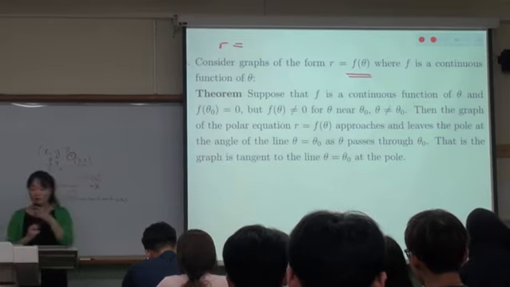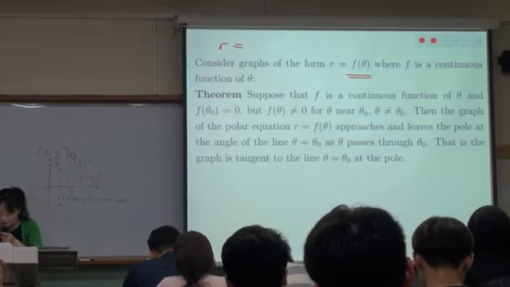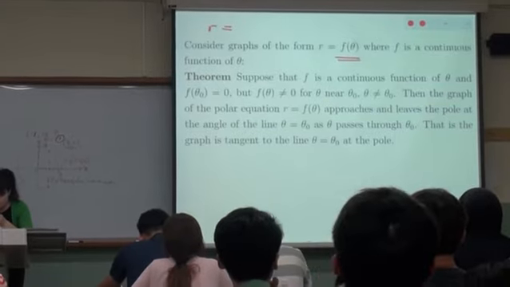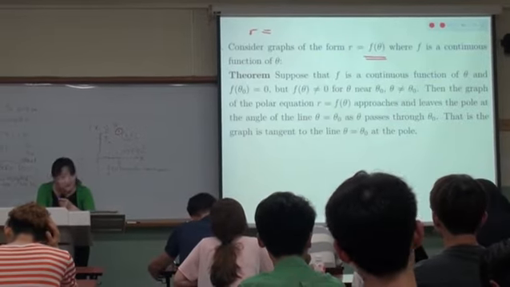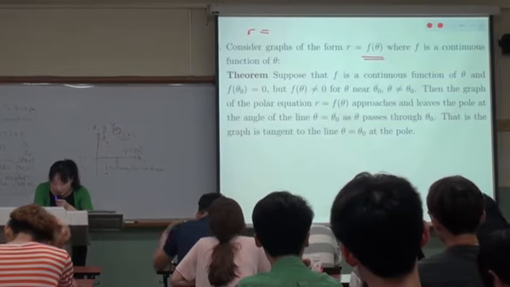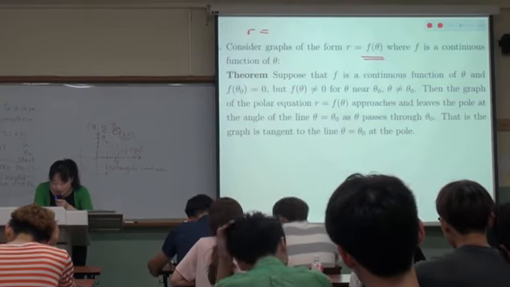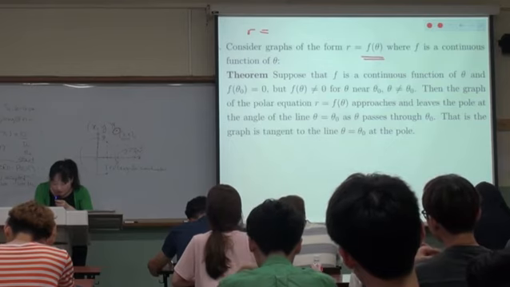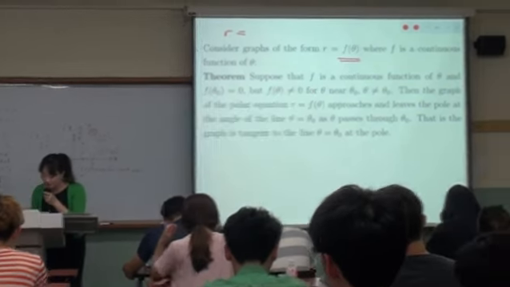Theorem. Suppose that f is a continuous function of theta and f of theta 0 is 0. But f of theta is not zero for theta near theta zero, theta not equal to theta zero. Then the graph of the polar equation r equal to f of theta approaches and leaves the pole at the angle of the line theta equal to theta zero as theta passes through theta zero. That is, the graph is tangent to the line theta equal to theta zero at the pole. So what it means is the following.